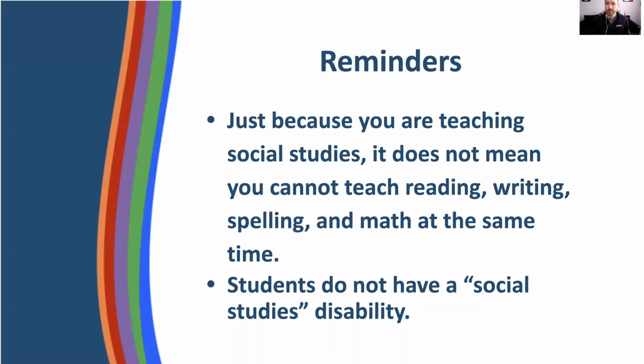effective modifications. Just a reminder, just like in science, just because you're teaching social studies, it does not mean that you cannot teach reading, writing, spelling, and math at the same time. In fact, it's critical to embed all of those subject areas in your modifications, because those are critical life skills and we all use them every day across our lifespan. And students do not have a social studies disability. Of course, they might have a disability related to reading, writing, spelling, math, so literacy or numeracy related disabilities, but it doesn't mean that they have a social studies disability, right?